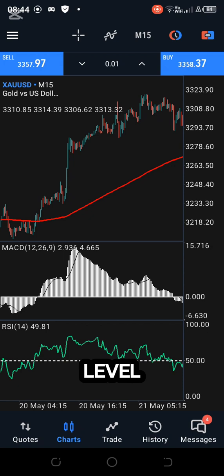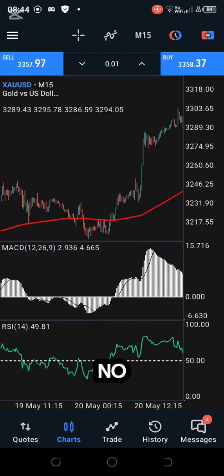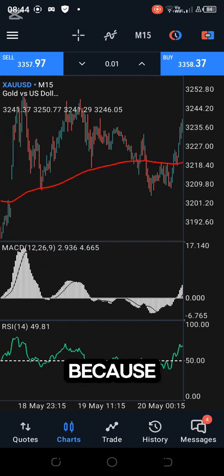There's no zoom level that is needed for this particular strategy. It's a very, very common question: what is the zoom level? There's no zoom level required, because these indicators do not repaint.